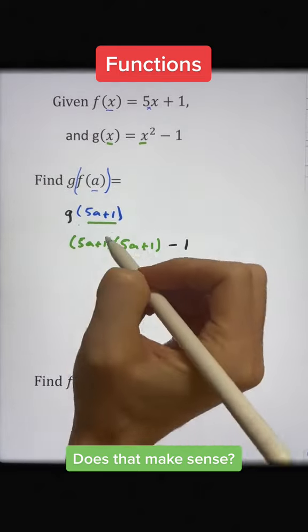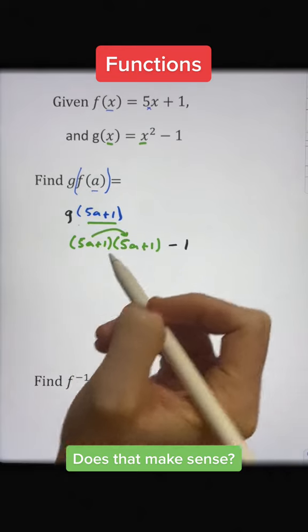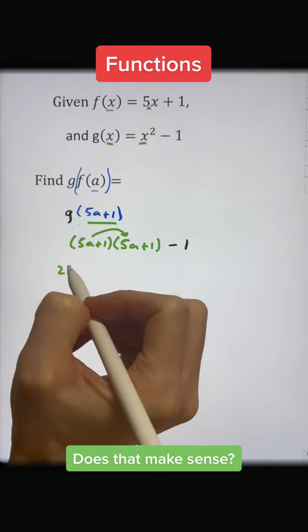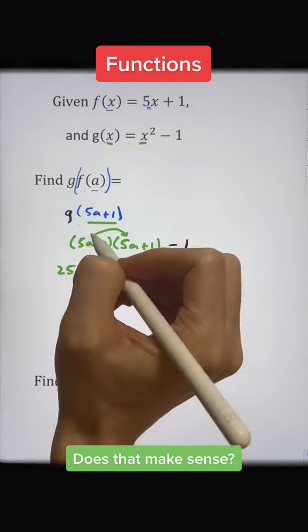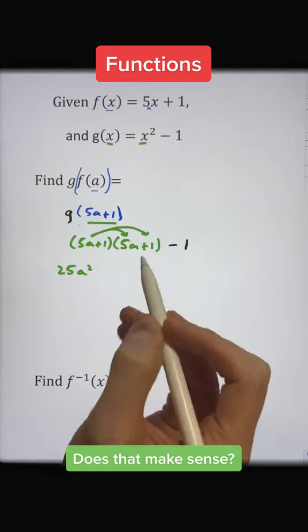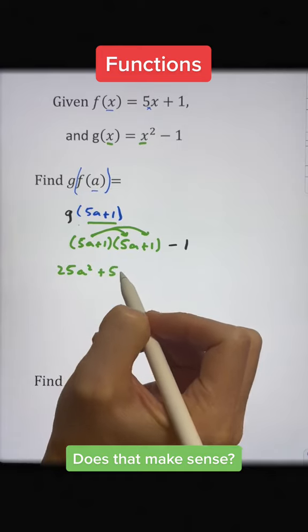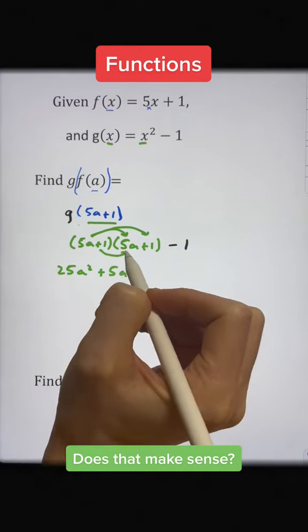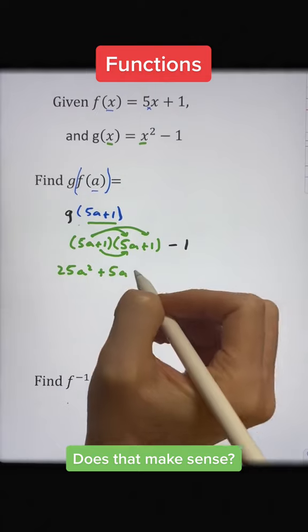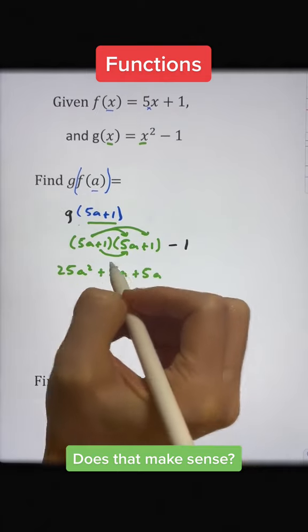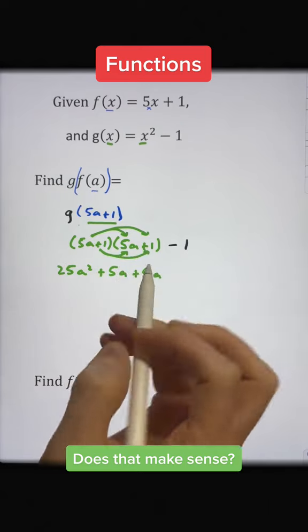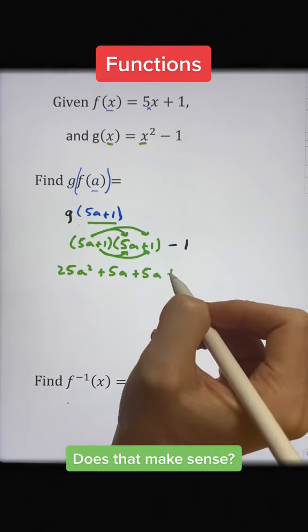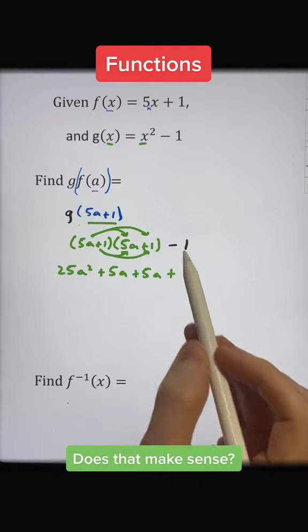Expanding out my double brackets, multiplying the first term in each bracket, 5a times 5a will give us 25a squared. Multiply my outside terms together, 5a times positive 1 will give us plus 5a. Multiply my two inside terms together, positive 1 times 5a will give us positive 5a. And multiply my last term in each bracket together, positive 1 times positive 1 will give us plus 1. And don't forget, I've still got the negative 1.